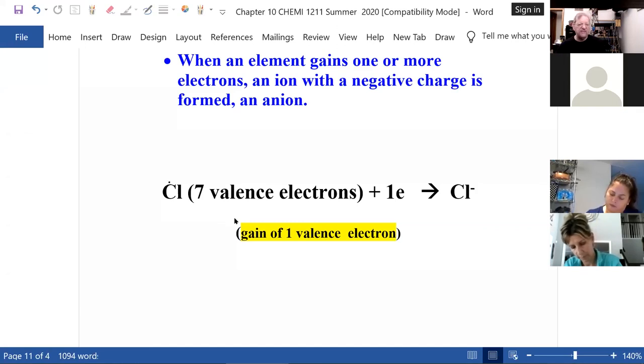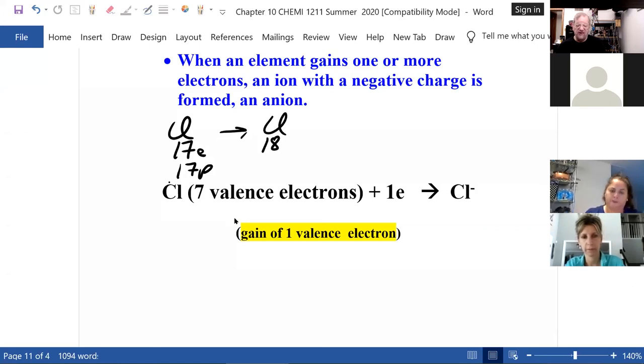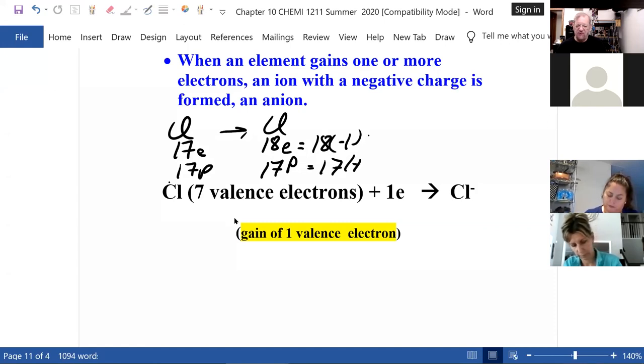So chlorine has 17 electrons, 17 protons. It wants to become chloride with the same number of electrons as the nearest noble gas, 18, but the number of protons will not change. Each electron, minus one. Each proton, plus one. That's an awful looking one, but live with it.